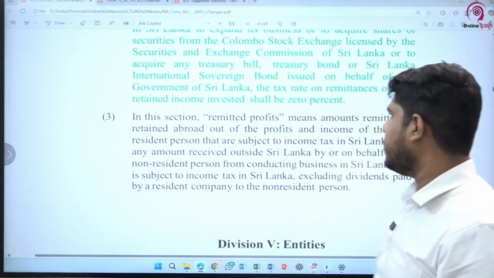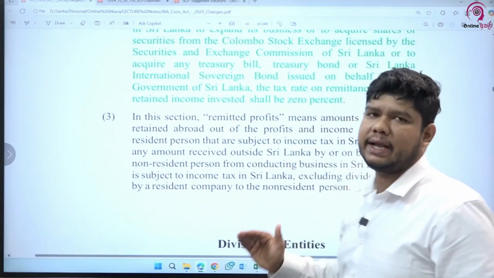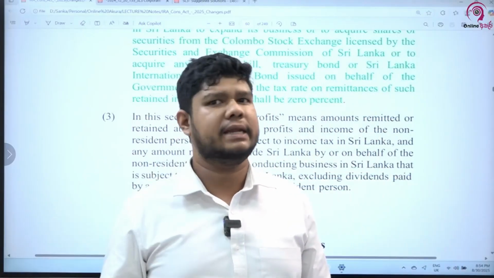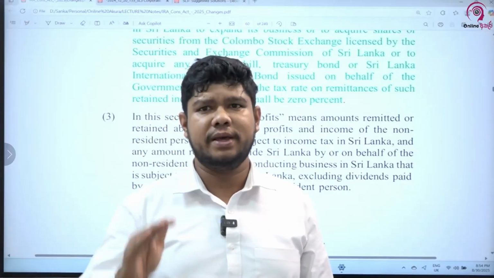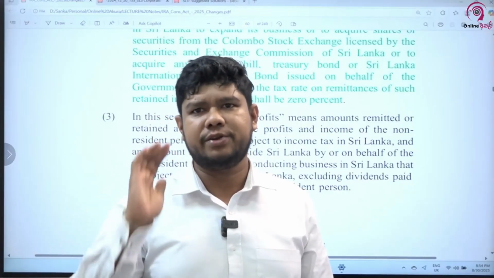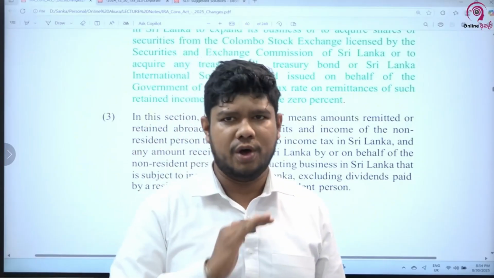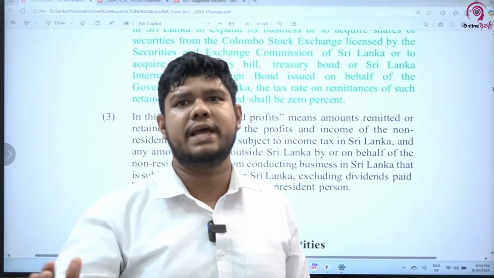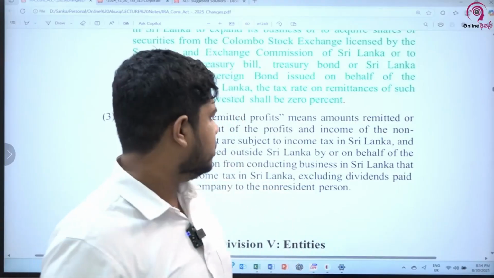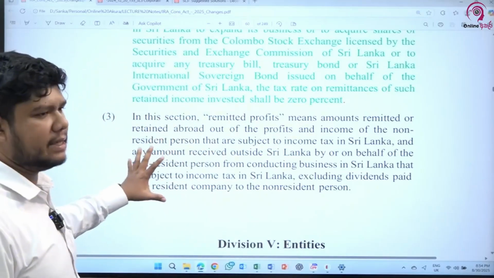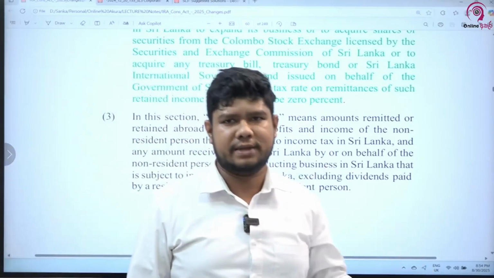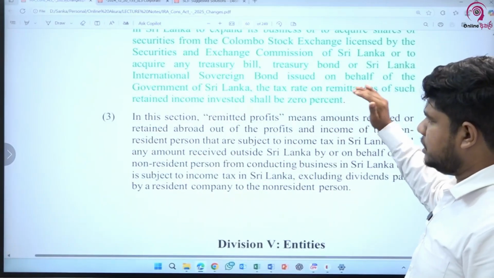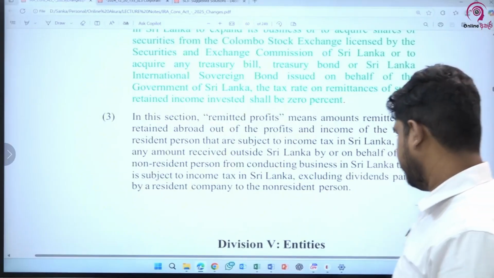So remitted tax means a separate tax, right? It is not WH, it is not WST, right? I am saying it again and again. In practice, I have seen even many tax professionals get it wrong. They are saying it is a WST. No, this is a separate tax type, a separate code is there to pay the payment, right? So it is a separate tax, remitted tax, which is equal to profit after tax, right? So its tax rate is 14%, and 0% if you invest it in Sri Lanka.